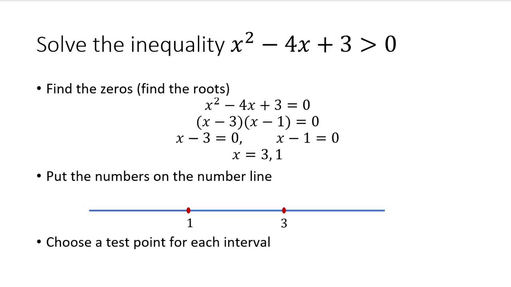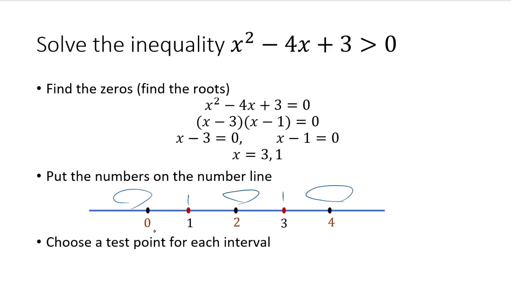And then you have to choose a test point for each interval. So this is how you think. Because we put 1 and 3 on the number line, these two numbers divide the entire number line into 3 intervals: the first interval, second interval, and third interval. And from each of these intervals, what you need to do is pick a number, any number.